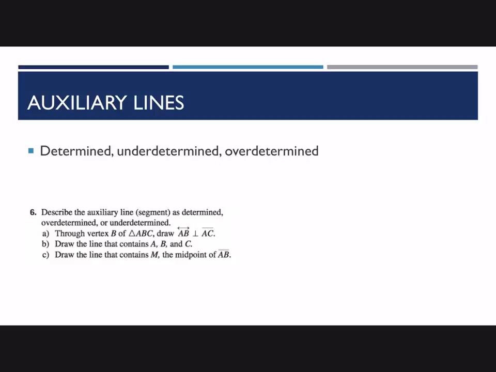All right, when you draw these lines, we want to make sure that they are always determined, meaning we have just enough information assumed about these lines. So in your textbook, if you refer to page 94, there's a discussion about auxiliary lines that are determined, underdetermined, or overdetermined. So determined means just enough information is assumed.